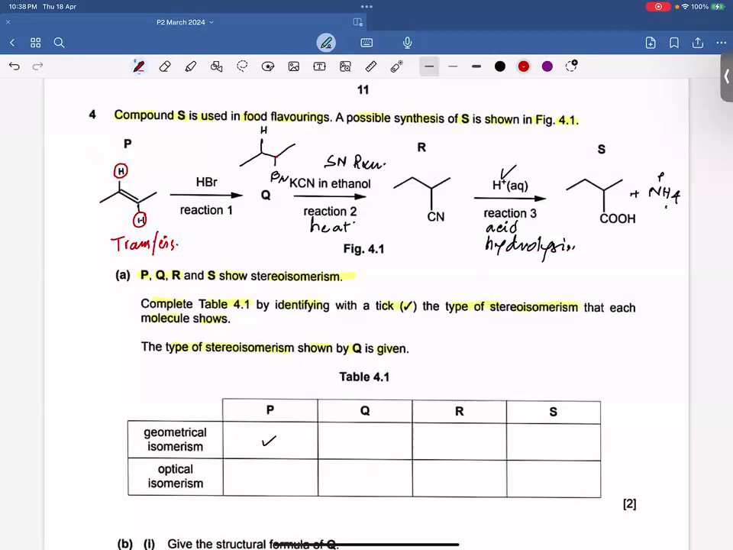Q has one chiral carbon atom, this one. So it has optical isomerism. This R has one chiral carbon atom. It is also optical. This compound has one chiral carbon atom. It shows optical isomerism. All right.